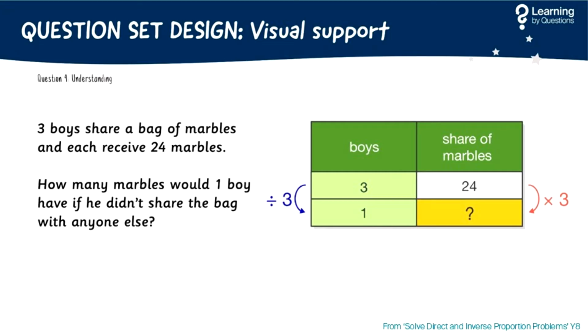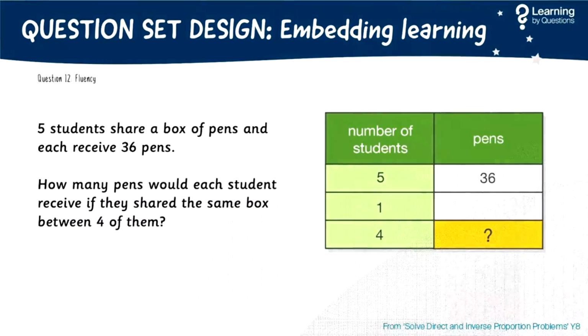By question 12, we are in the fluency level, where the pupil's confidence will be growing and therefore the image support is reduced to promote resilience. Fluency questions continue in this vein so that pupils have the opportunity to practice and embed new skills.